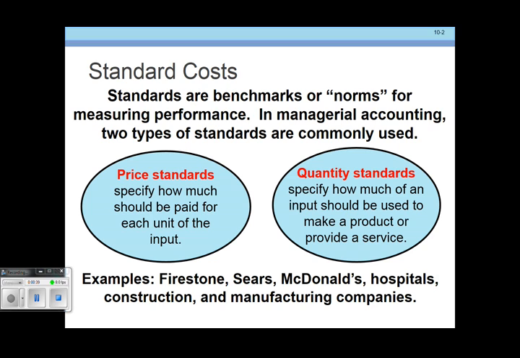If you think about it, if we're running a manufacturing plant, we're going to have price standards for how much we should spend per square foot or linear foot of wood, and then a quantity standard for how much wood it should take to build a particular item, perhaps a kitchen table. If we're building an oak kitchen table, it should use X amount of wood, i.e. that would be our quantity standard, and that wood should cost us X amount of dollars per square foot, per linear foot, and that would be our price standard.